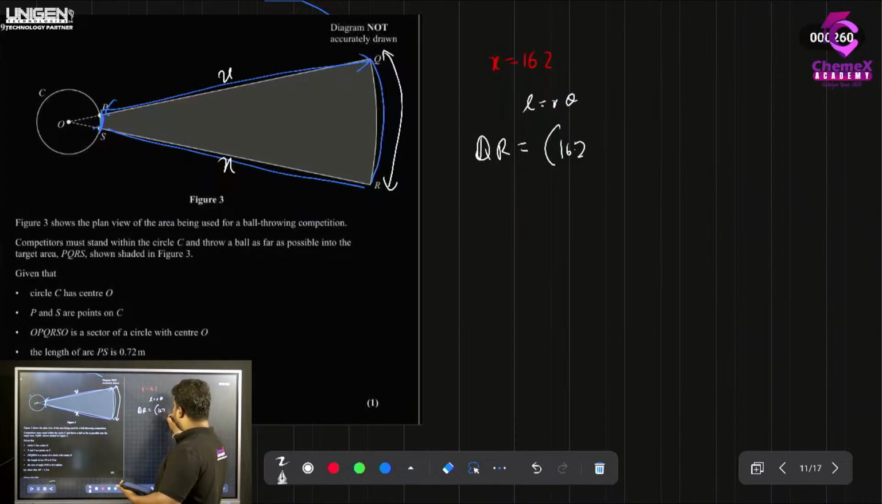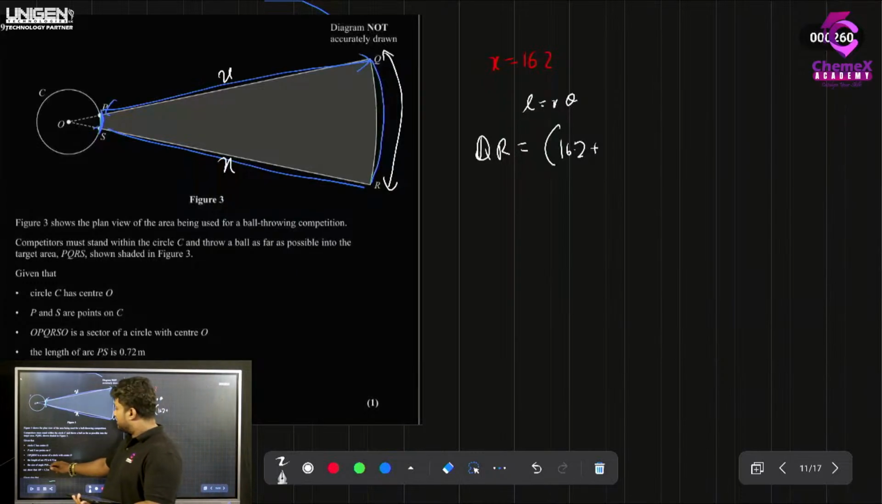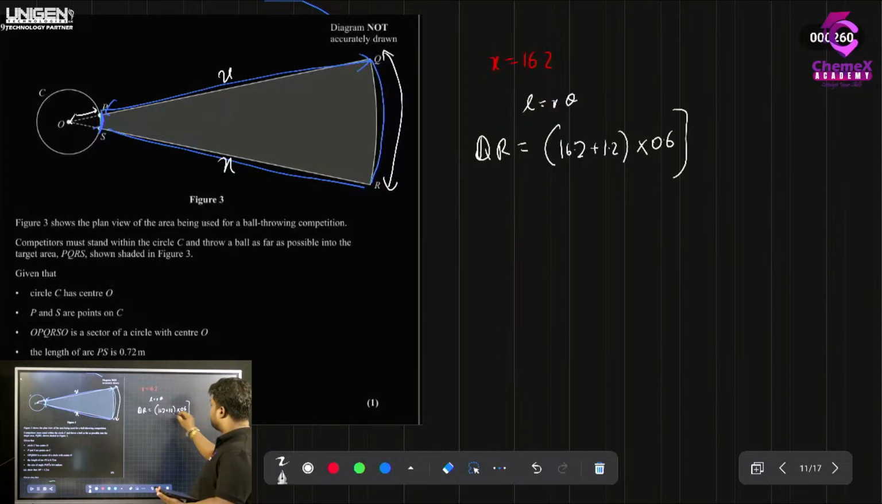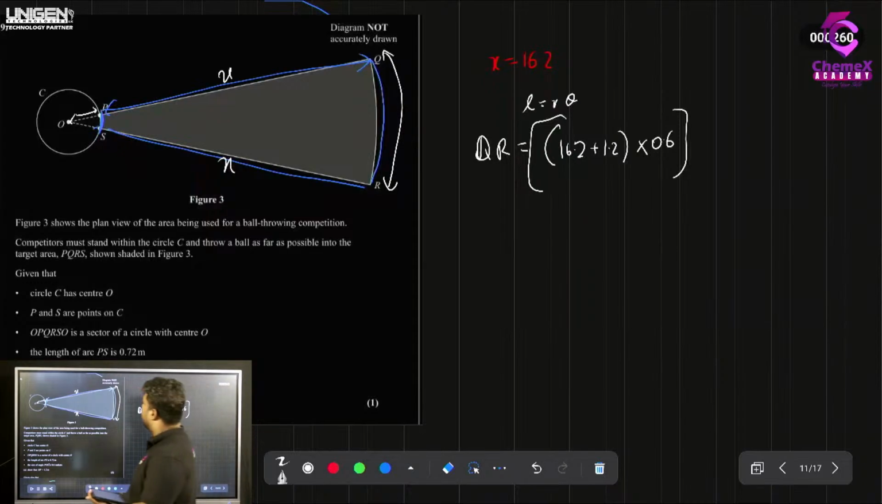16.2 plus what's the length of this part? We found it in the previous question. It was 1.2, right? 1.2 into theta, which was 0.6. So this actually gives you the length of QR, Q to R.